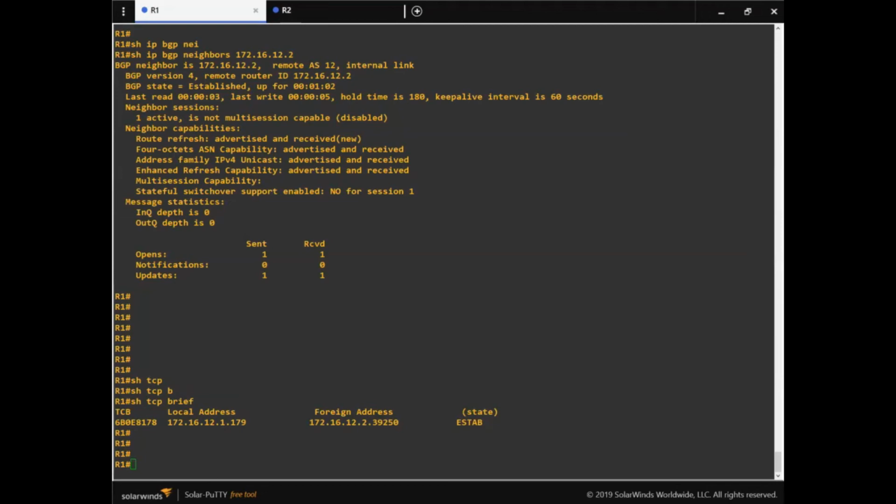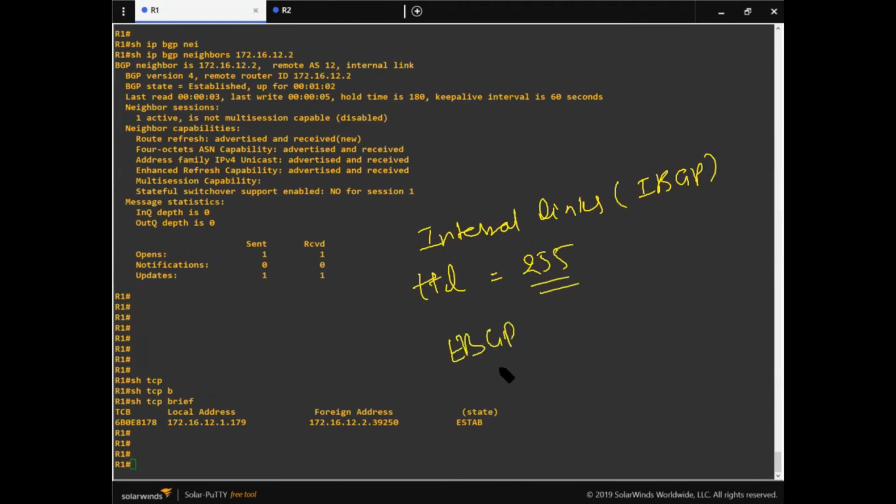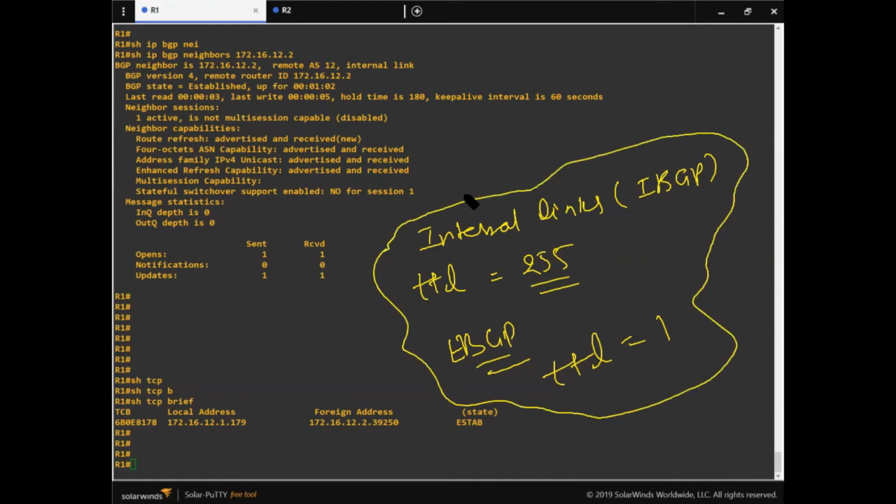One thing important: for your internal links, or I will say for your IBGP, the TTL value will be 255. But for your EBGP, by default, the TTL value will be 1. Very important things. These are very minute things, but maybe in an interview they can also be asked. As per your knowledge also, you should be aware of these things. Otherwise, EBGP and IBGP will mostly have the same things.